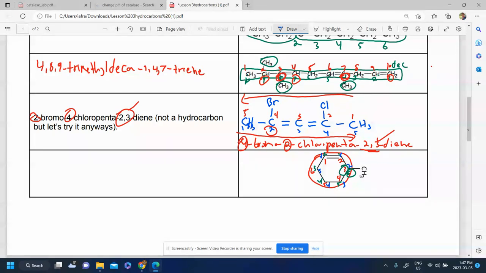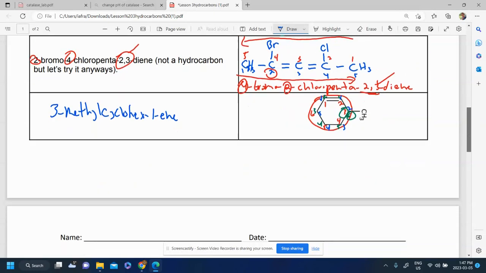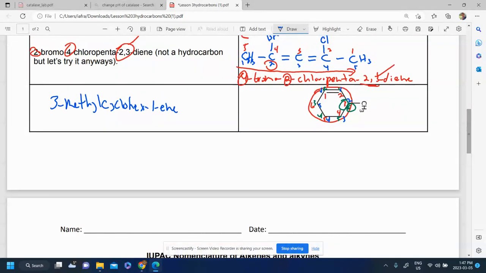So that means we have a 3-methyl, and then a cyclohexene, 1-ene. And that would be our name for this molecule over here. Let's try one more together. I'll draw one out, and then you can name it.